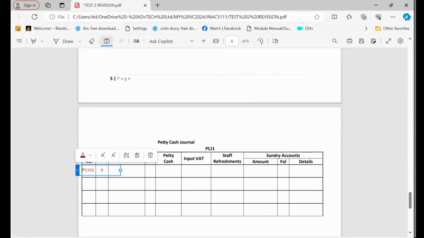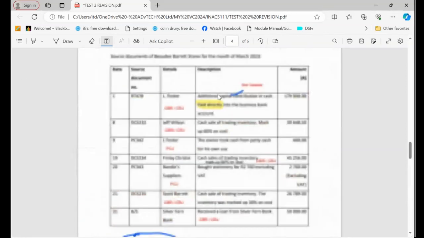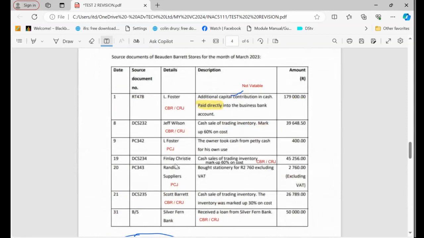And then if you can check, the details was L. Foster. L. Foster is the owner of the business. I'm going to put L. Foster here. Can you see now? And then what happened? Let's go back and check. On the 9th, yes. L. Foster took cash from the petty cash for own use.